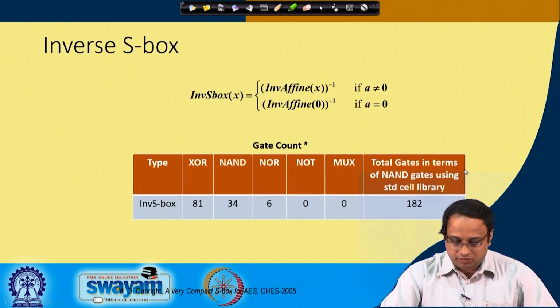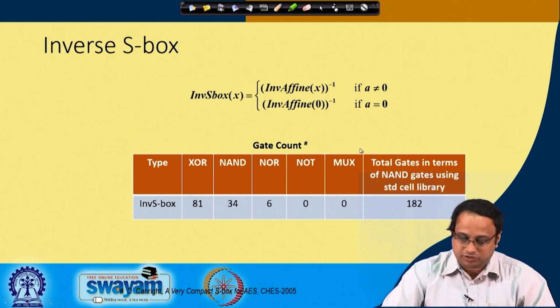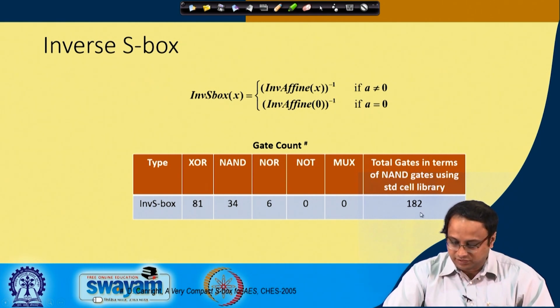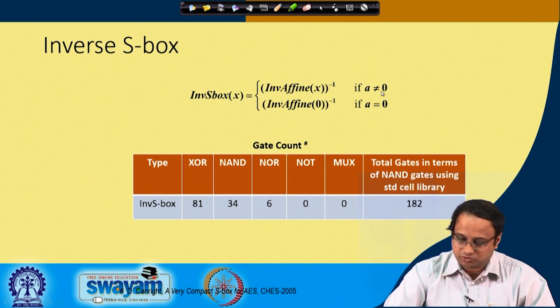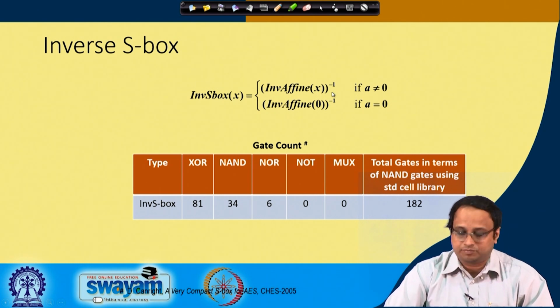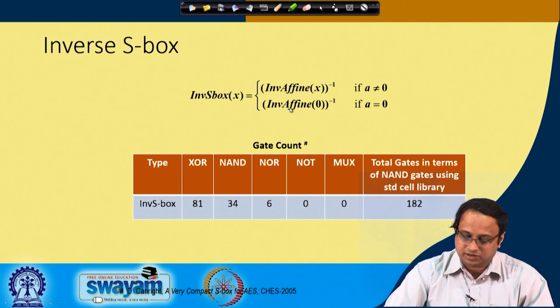So now of course, we apply the same trick for the inverse S-box, and here are some costs for the inverse S-box. When A is not equal to 0, you have to again apply the same trick, but you first apply the inverse affine, and then you do the inversion computations. When A is equal to 0, of course you have to do the 0 on the inverse affine, and then you have to calculate the corresponding inverse.